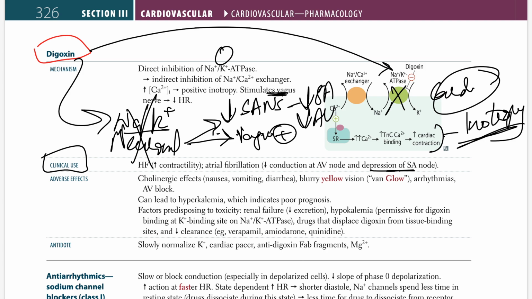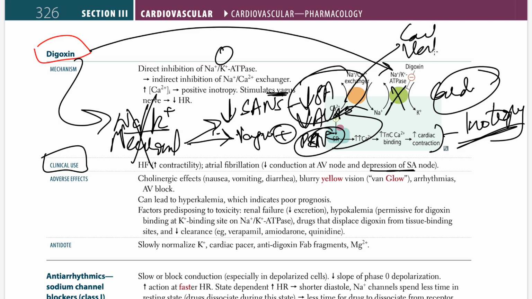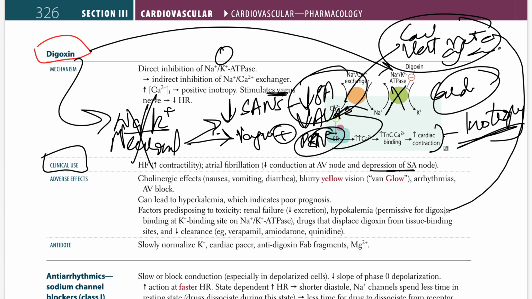Vagus nerve stimulation, which is the parasympathetic nervous system, PANS, also leads to a decrease in AV nodal conduction. When you decrease AV nodal conduction, you are controlling the ventricular rate of contraction, and this is used in AFib as well. It decreases conduction through the AV node and depresses the SA node.